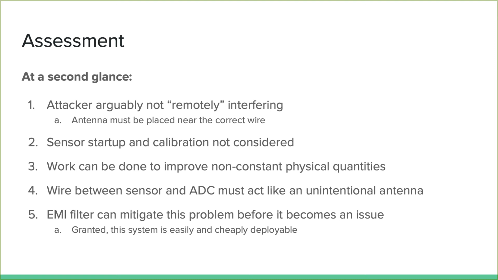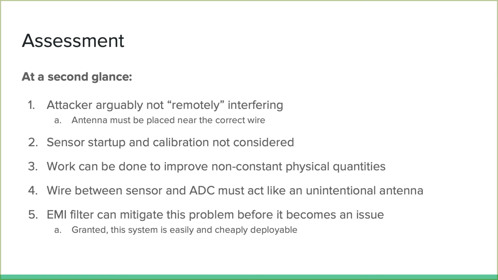Secondly, they don't consider sensor startup or calibration. However, these are analog sensors, so there's not much of that anyway. Thirdly, work can be done to improve the non-constant physical quantities. Those are the ones that are not flat. For example, we can look at a fingerprint or a common pattern that's used in the sensor and base our attack detection off of that as well. So there's some robustness that is missing.